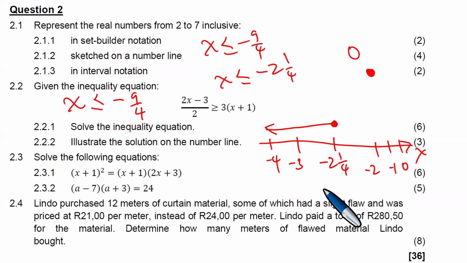Now, let us continue with these things. What do we do with this? We have illustrated the solution on the number line. This is what we're supposed to do, because we're supposed to illustrate the solution on the number line. That is what we do.